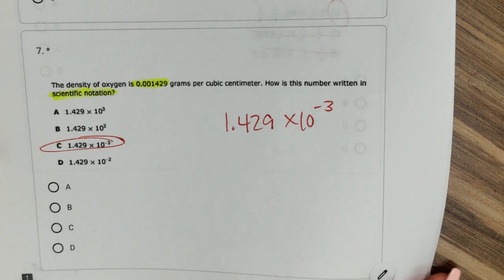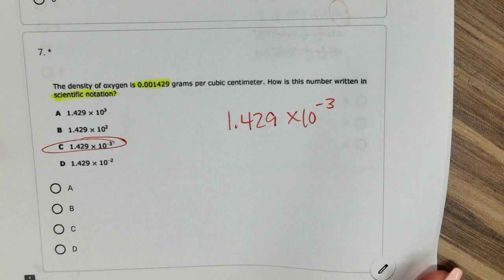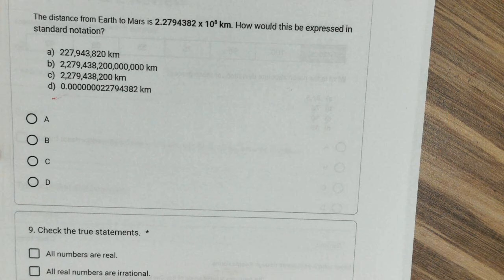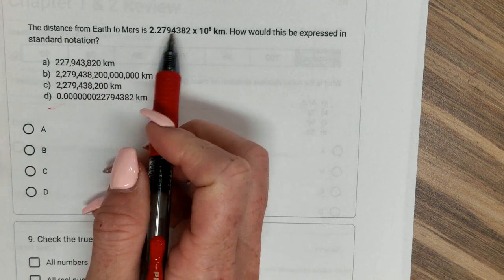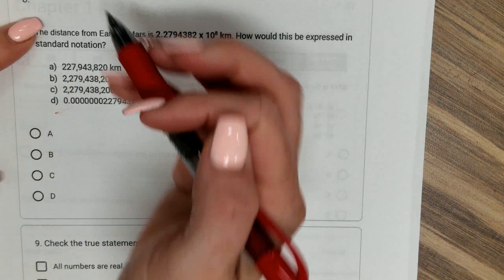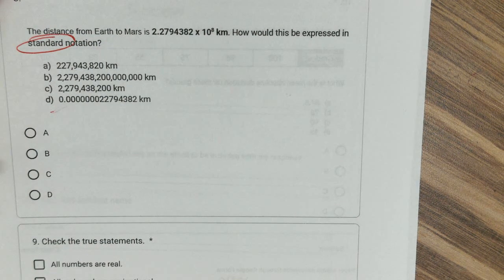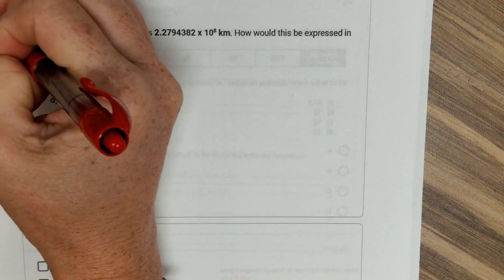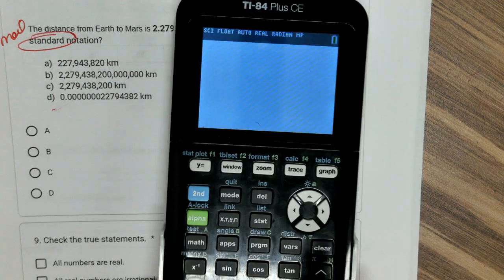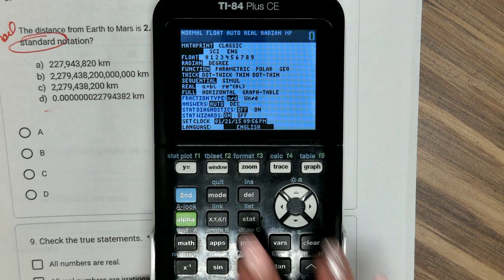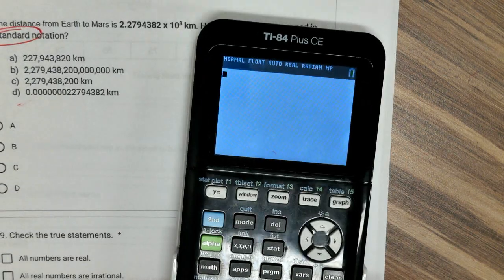Can I move on? Yes or no? Number 8. The distance from Earth to Mars is this. How would this be expressed in? Hello? What does standard mean? Normal. So I go back to mode, normal. Will this always work? No.